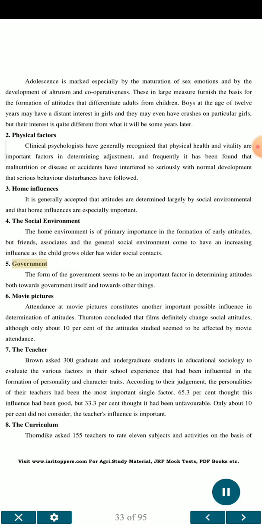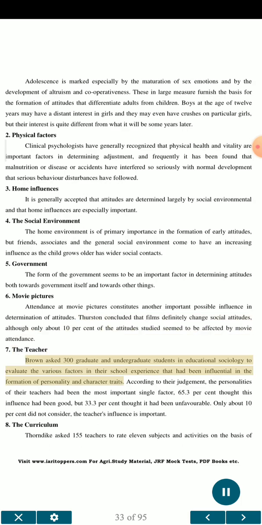5. Government. The form of the government seems to be an important factor in determining attitudes both towards government itself and towards other things. 6. Movie pictures. Attendance at movie pictures constitutes another important possible influence in the determination of attitudes. Thurston concluded that films definitely change social attitudes, although only about 10% of the attitudes studied seem to be affected by movie attendance. 7. The teacher.